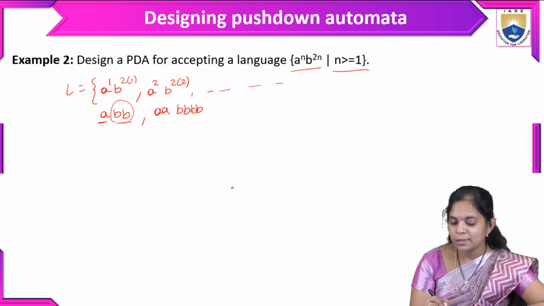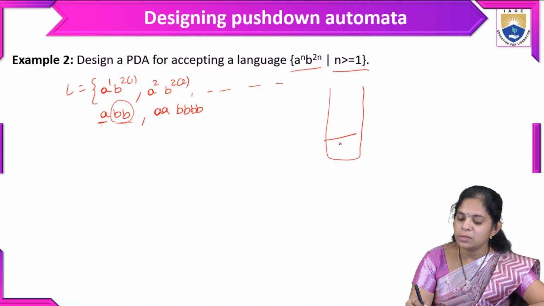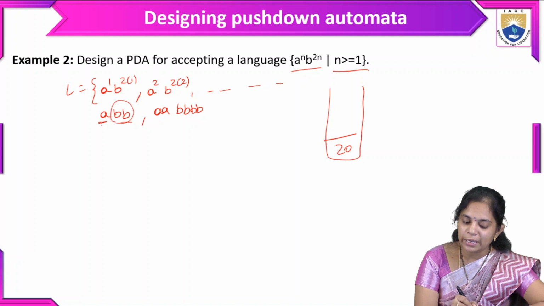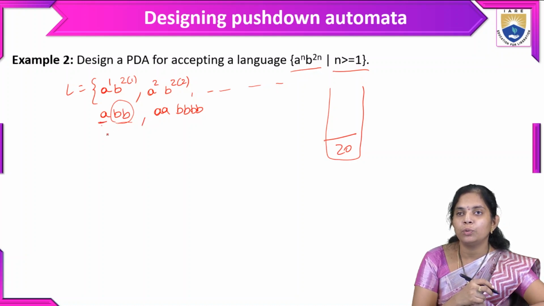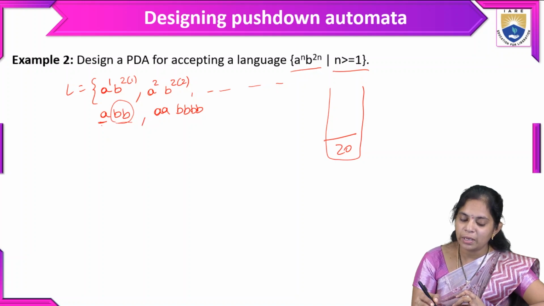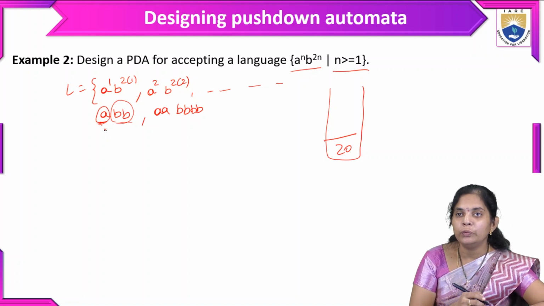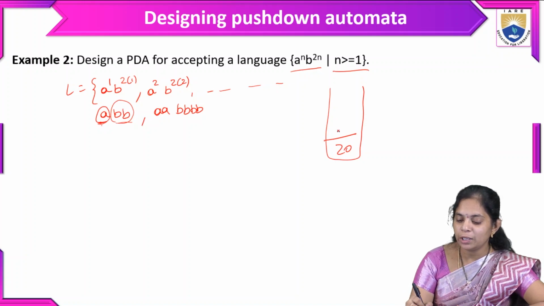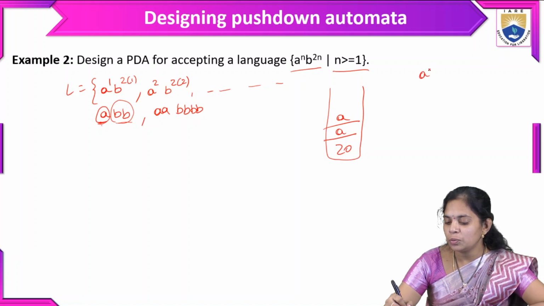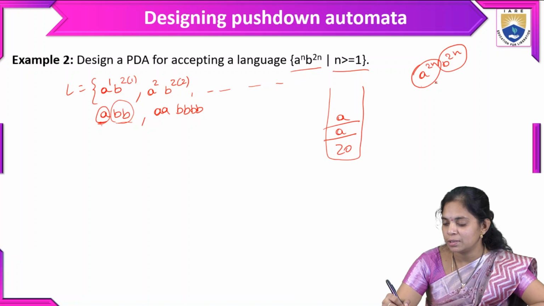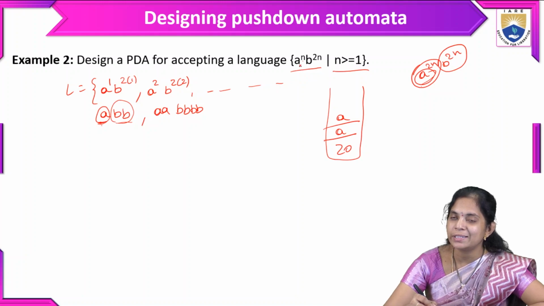So what does it indicate? While doing push and pop operations, for one A, we have to pop two values. So what is the condition behind this? While reading the A value, we need to push the values two times, so that it equalizes to A power 2n and B power 2n. How is it going to be equal? The number of A's is followed by the number of B's. To equalize these two, we are doubling the A value here, because only a single value is there. So here we need to double the A value.